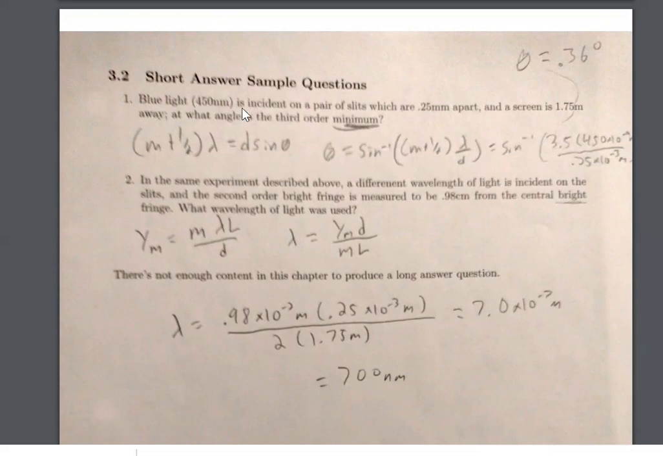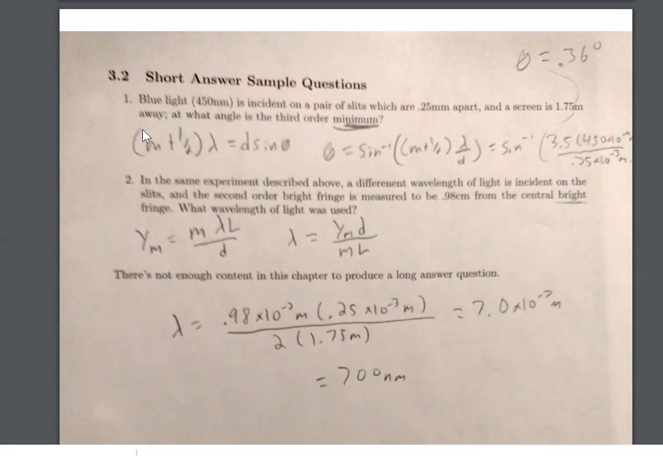So our problem here says that blue light is incident on a pair of slits, which are 0.25 millimeters apart, and we have a screen that's 1.75 meters away. We want to know at what angle is the third order minimum. A minimum would mean a dark spot, which means destructive interference. So that's this equation here. For destructive interference, we have the extra half. For constructive interference, we don't have that extra half.